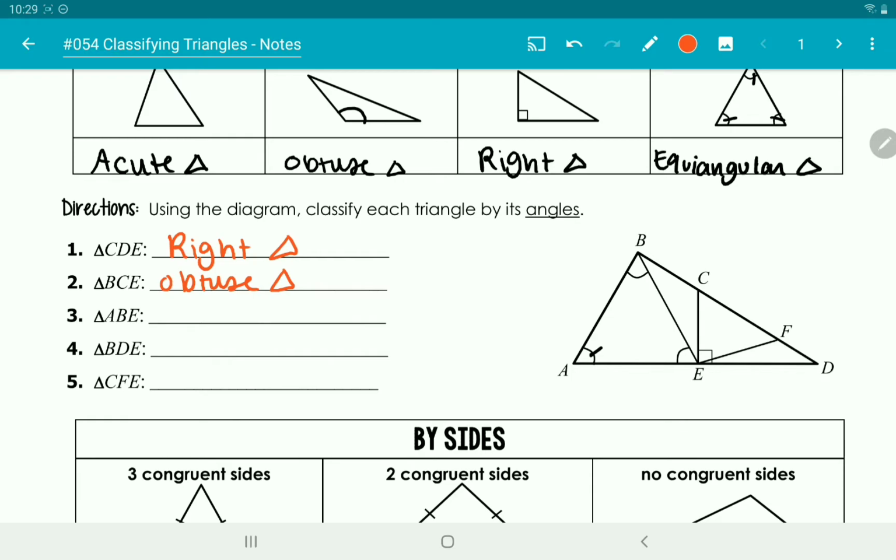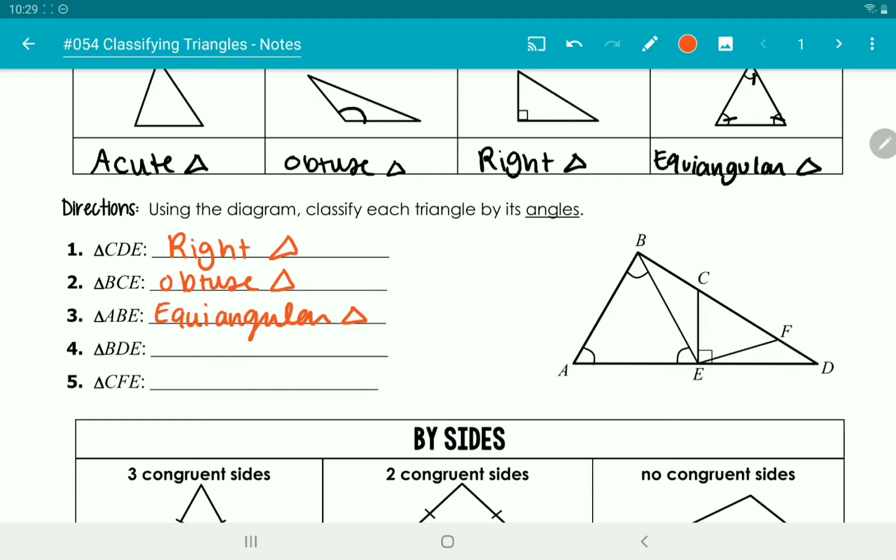ABE. So if we look at ABE, AB, and then down to E, we can see that these are all three acute angles, but we see that they all three have these little angle marks on them, which means they're all three the same. If we have three equal angles, then it is an equiangular triangle.